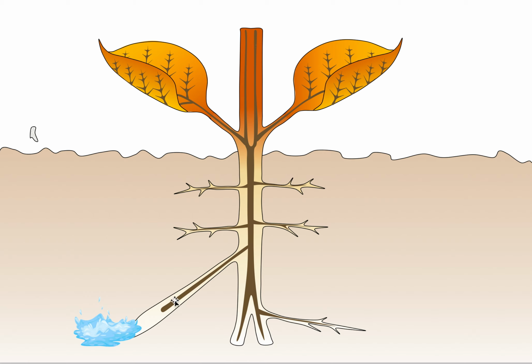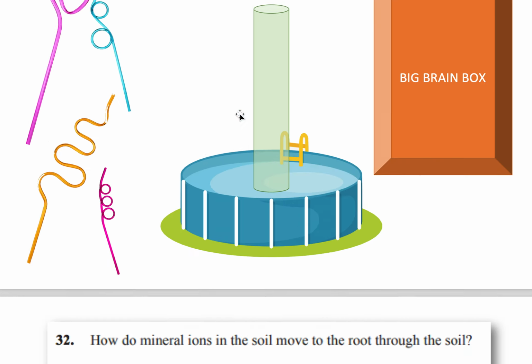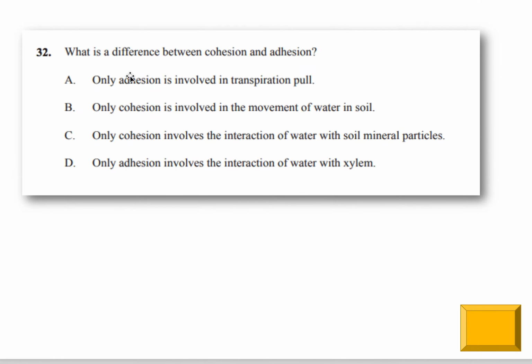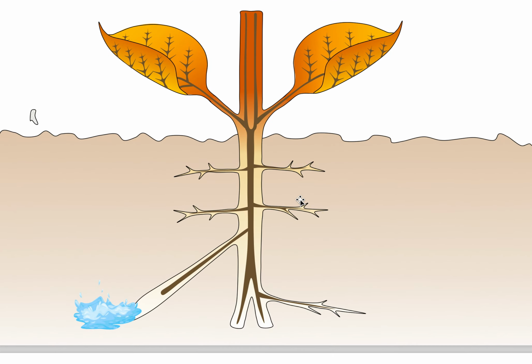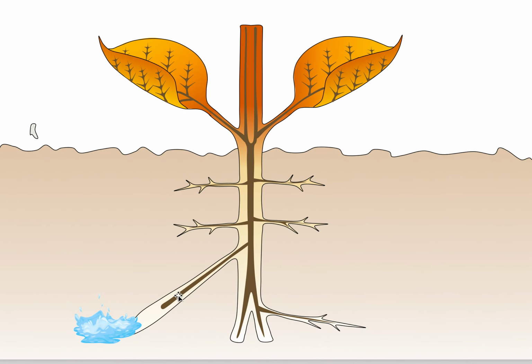Now they're asking how cohesion and adhesion are involved in this process of moving water upwards. The first option said only adhesion is involved in transpiration pull. Transpiration pull is just another way of saying the movement of water from here in the xylem up towards the rest of the plant. And they're saying only adhesion is involved.